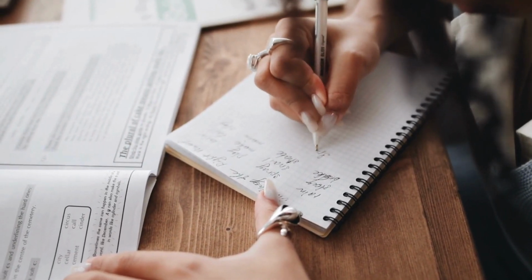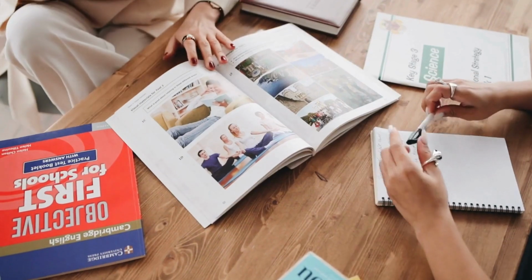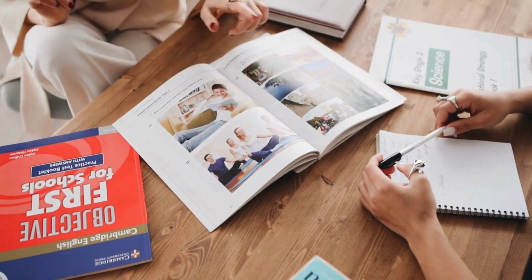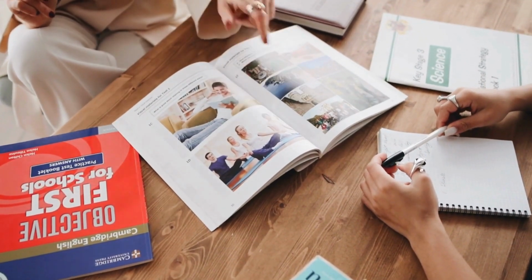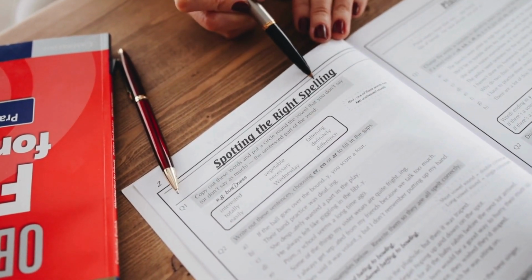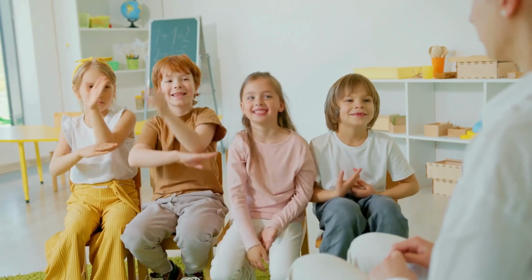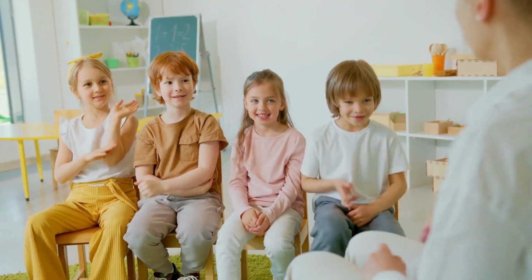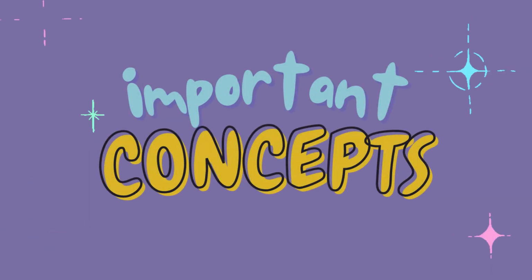Originally, it was referred to as just transfer during the 50s and 60s, but it was later modified to place more emphasis on its negative effects rather than its positive effects, as it was generally believed that only negative transfer poses challenges in teaching and learning. Now we're moving on to some important concepts.